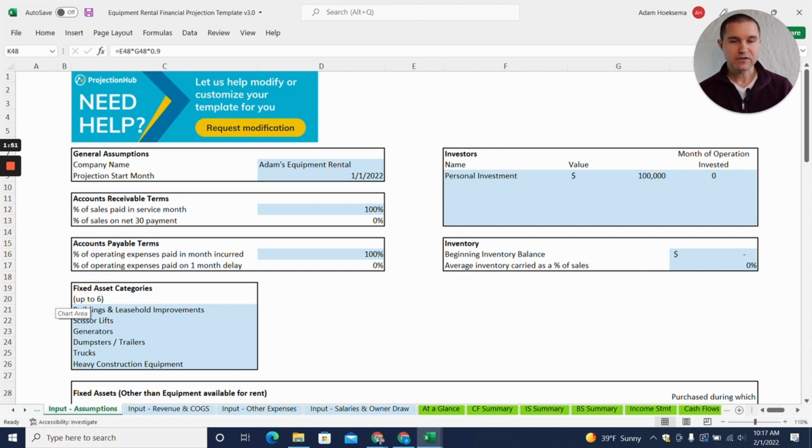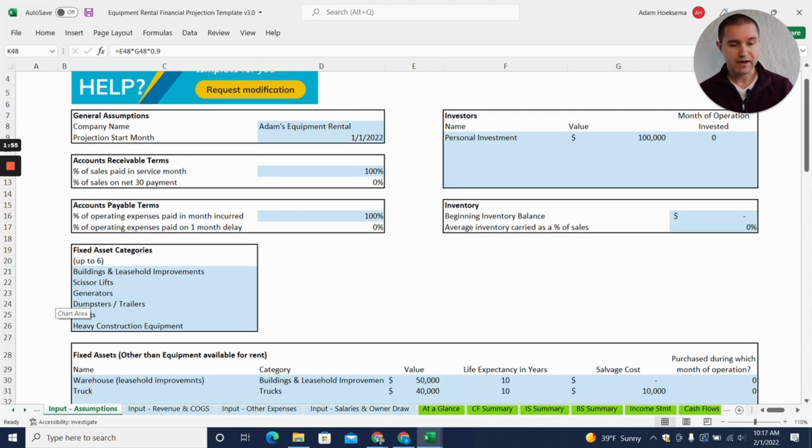Every cell that's highlighted in blue is an assumption that you can easily change. So I've put in an assumption for a personal investment of $100,000 into Adam's equipment rental business. You might have outside investors. You can add those in these lines here.